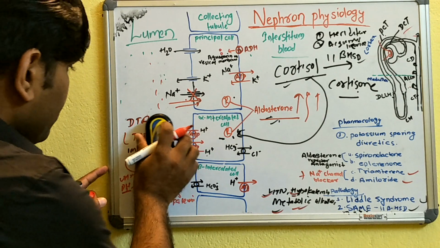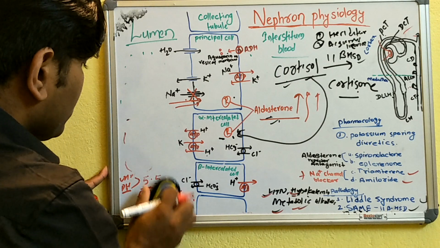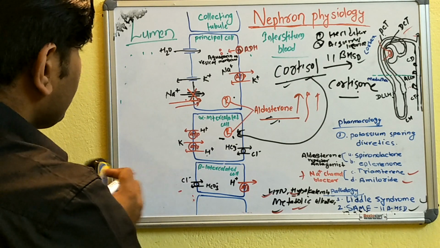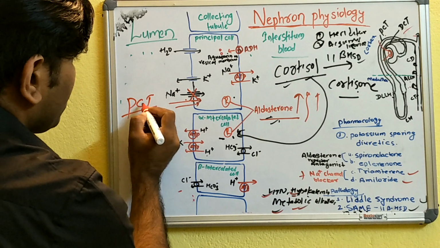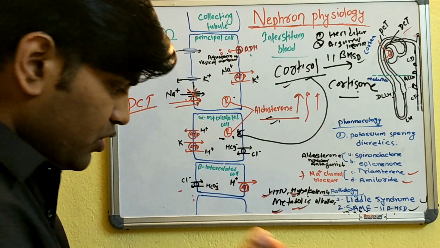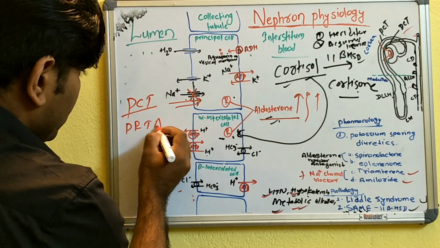Okay, now let me talk about type 2. Type 2 is about the proximal convoluted tubule. This is proximal renal tubular acidosis. This is type 2.